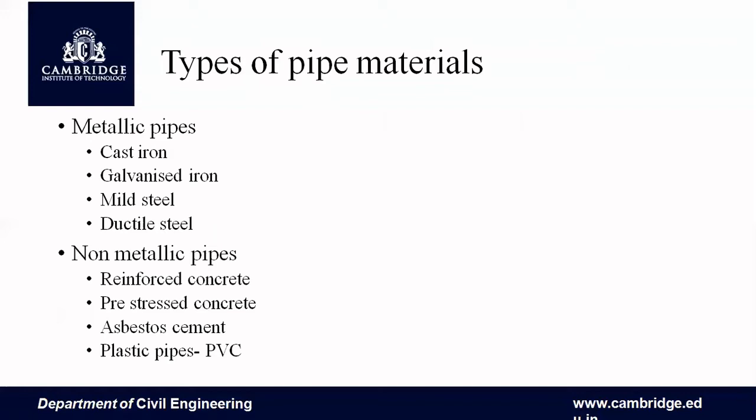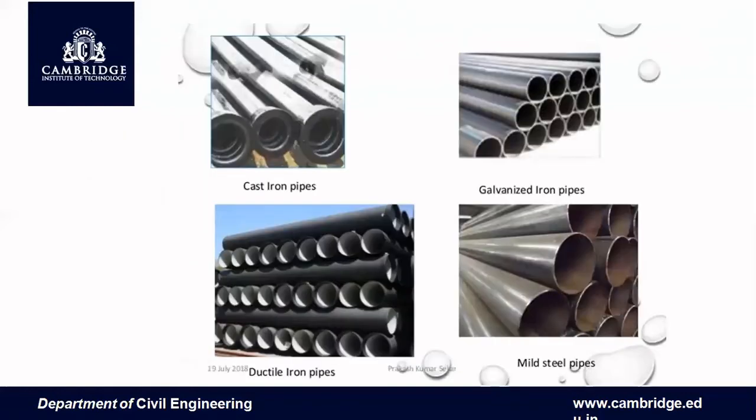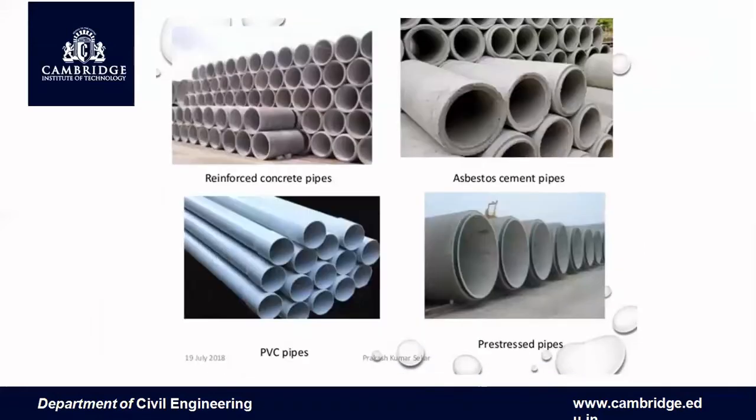Then the different types of pipe materials. Mainly they can be classified into metallic pipes and non-metallic pipes. Under the metallic pipes, there are cast iron, galvanized iron, mild steel, and ductile steel. Under the non-metallic pipes, there are reinforced concrete, pre-stressed concrete, asbestos cement, and plastic pipes. Here you can see the picture of different pipe materials.